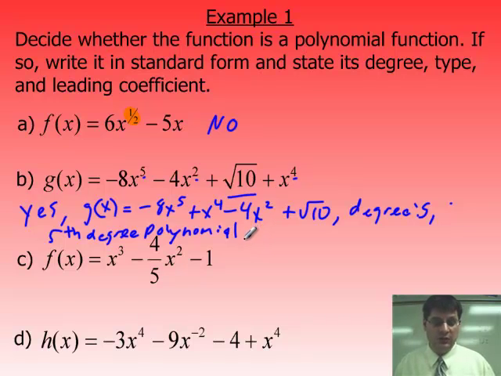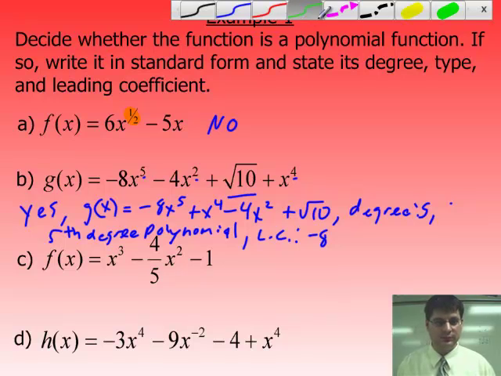So this would be 5th degree. Like I said, anything beyond 4, I'm not going to make you come up with a name for that. So if it's a degree of 6, 6th degree, 7th degree, and so forth. And the leading coefficient, I'll just abbreviate that, so the leading coefficient in this case is going to be a negative 8.